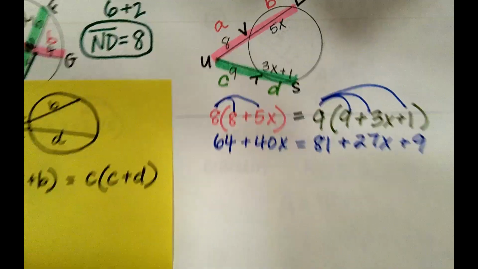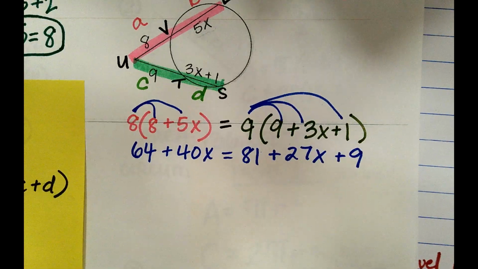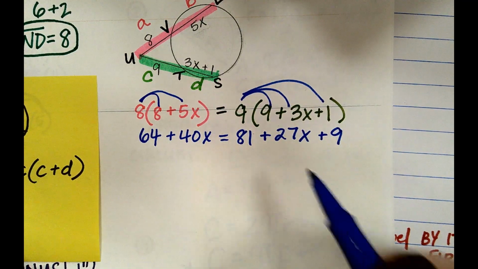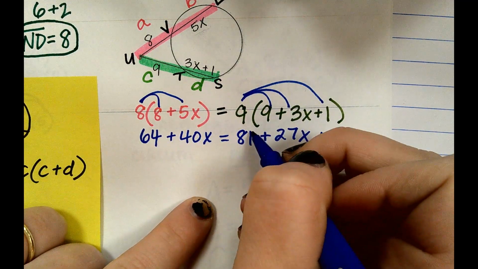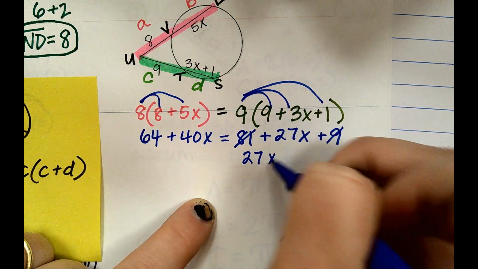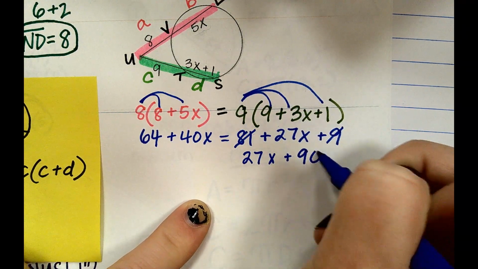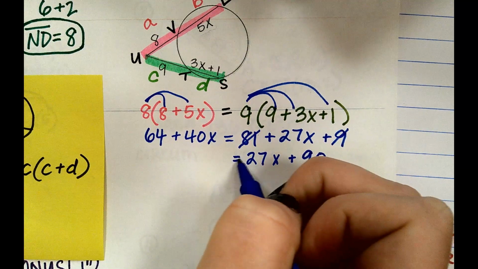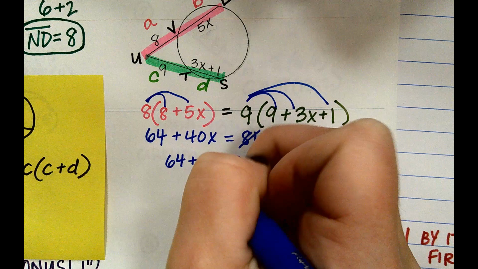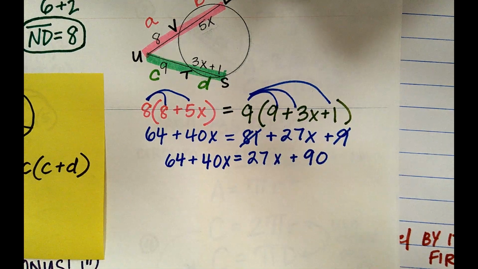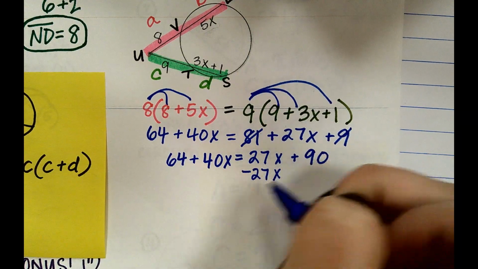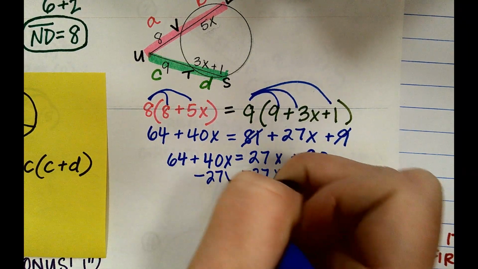Good. Okay, now I'll zoom in on this equation. So this is what I did. I just went ahead and combined 81 and 9. Yes, I would do the same. That'll give us 27x plus 90, right? Perfect. I'll bring everything down. 64 plus 40x. And I subtracted 27x from 40. Okay, minus 27x. So we're combining our x's.